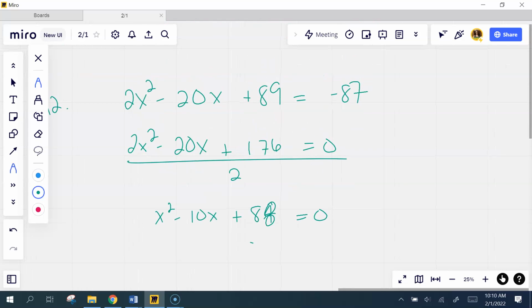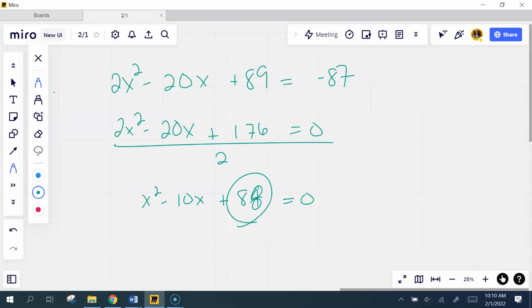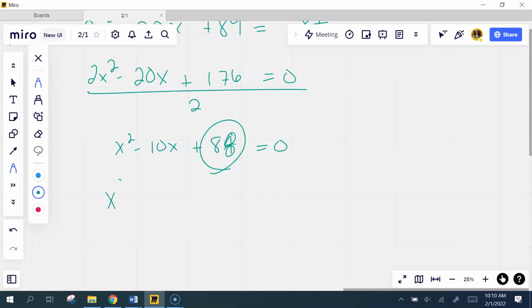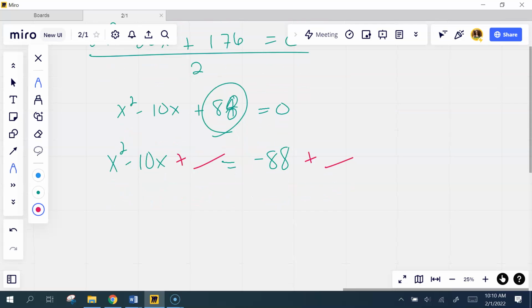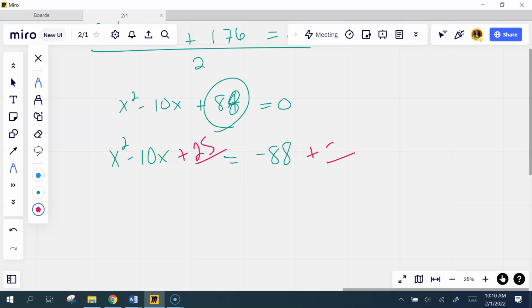Now, good C or bad C here? Bad, because it's not a perfect square. So now I have x squared. Y'all thought this one was hard? So good C. What's my value that goes in the hole? 25. Is it because it's a complex number or an imaginary number? x minus 5 squared equals -63.